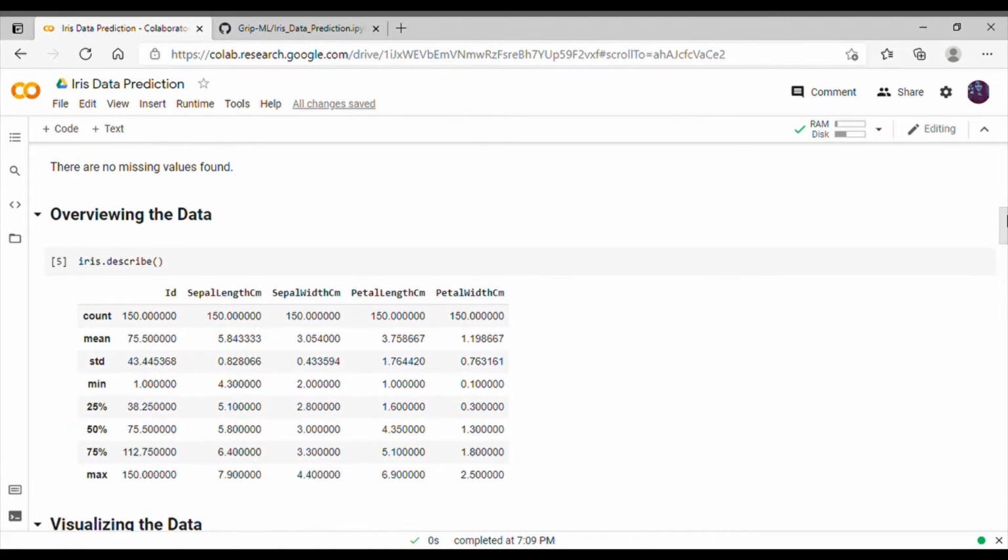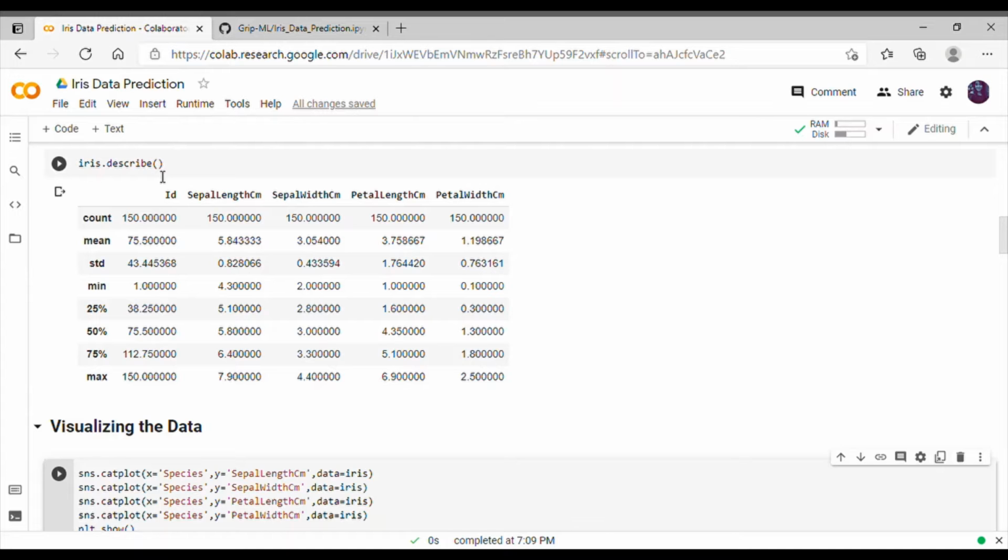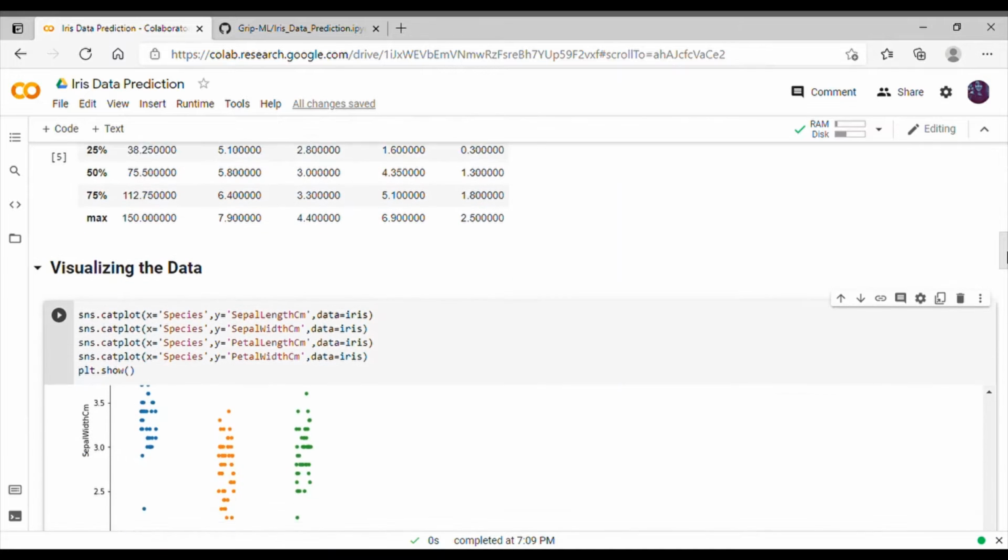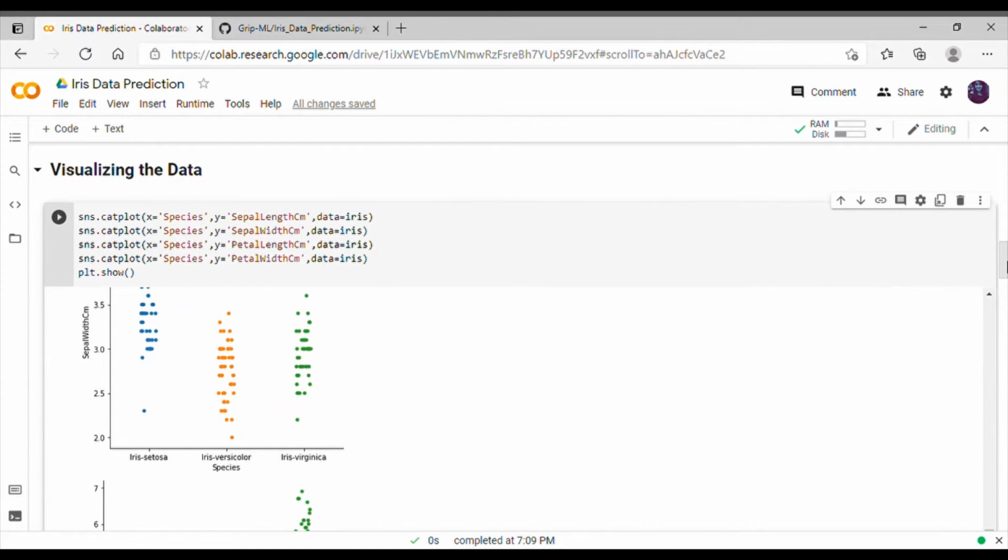Now looking at the data, we have used the .describe function. This is the data that we have found. Visualizing the data using catplot, we are plotting 4 graphs. On the x-axis of all the graphs, we have taken species, and on the y-axis, we are taking sepal length, sepal width, petal length, and petal width.